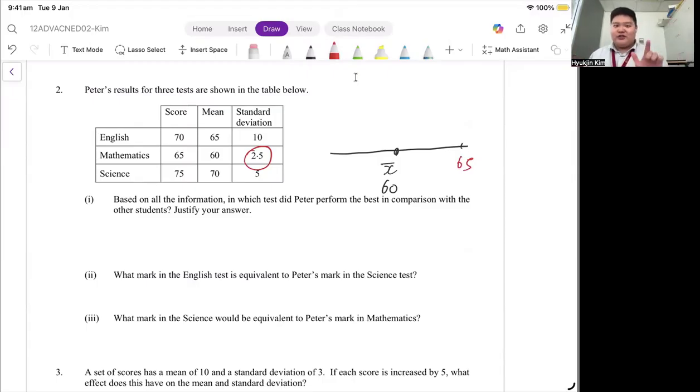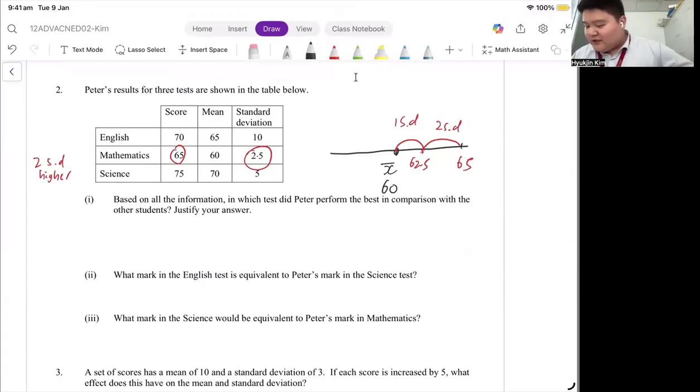Later, you're going to learn certain rules about it. But if standard deviation is 2.5, that means from the average, I can do one standard deviation jump. Now it's going to be 62.5. And then from 62.5, I need to do another standard deviation jump, and then I finally reach Peter's score. So what does it mean? For maths, this guy is two standard deviations higher than the average.